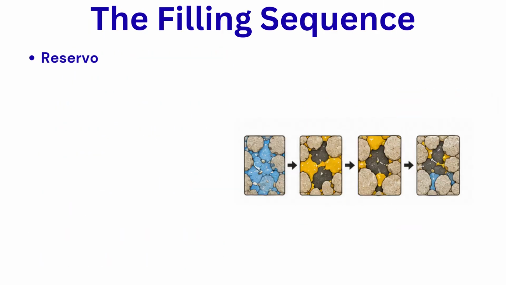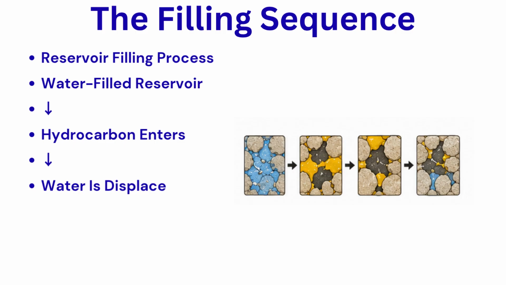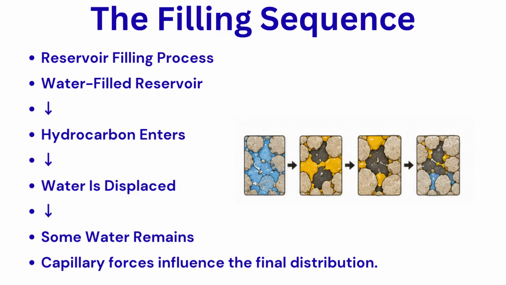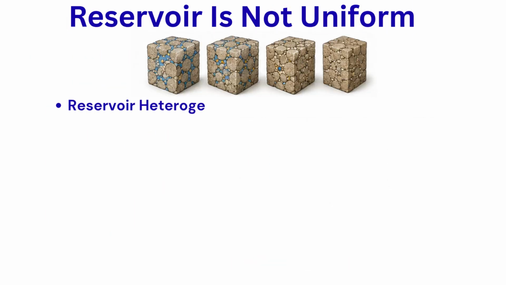Now, let's go back to our reservoir. At the beginning, the pore spaces are filled with water. Then hydrocarbons begin to migrate into the reservoir. As they enter the pore system, they start to displace the water. But not all of the water is removed. Some water can move away through connected pores, while some can remain in smaller pores and pore throats because of the capillary effect.